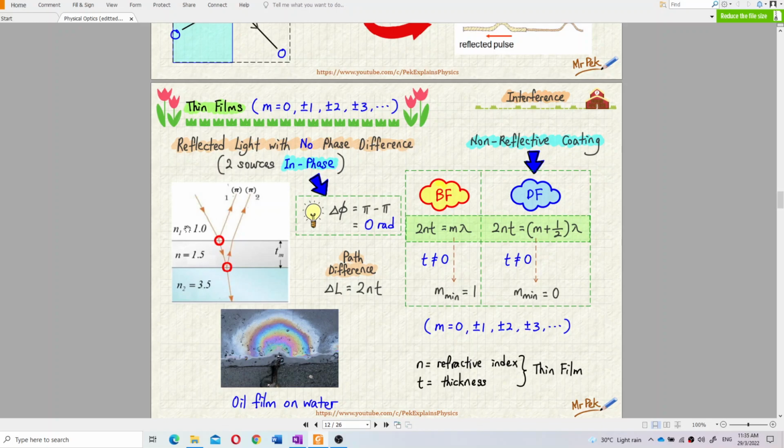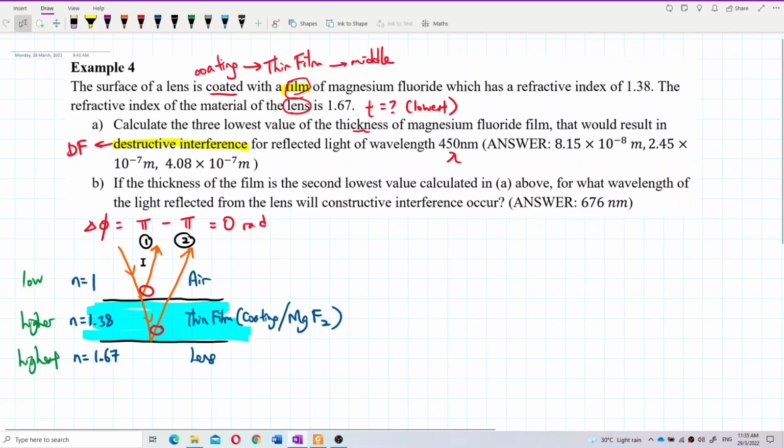It's like from low, higher, highest. So both rays also got a phase change, because ray 1 is a reflection from lower to higher refractive index, and the second ray is also a reflection from lower to higher refractive index. So both rays got a pi radian phase change. So pi minus pi becomes 0. That means both sources of light, ray 1 and ray 2, are in phase. There's no phase difference between them.